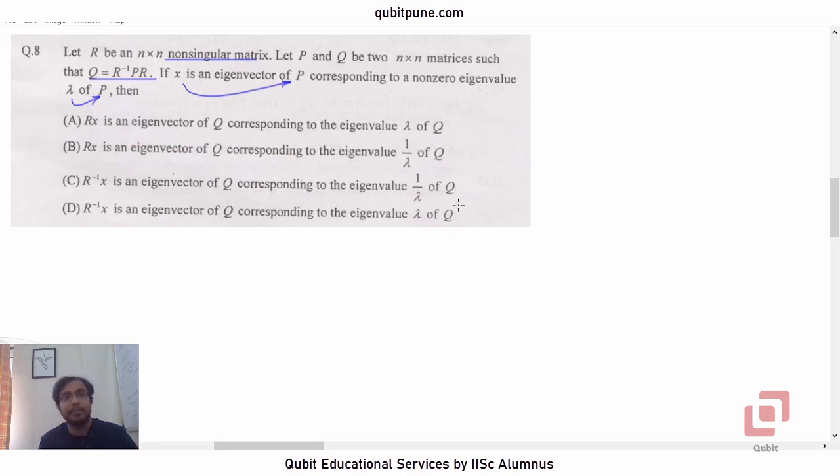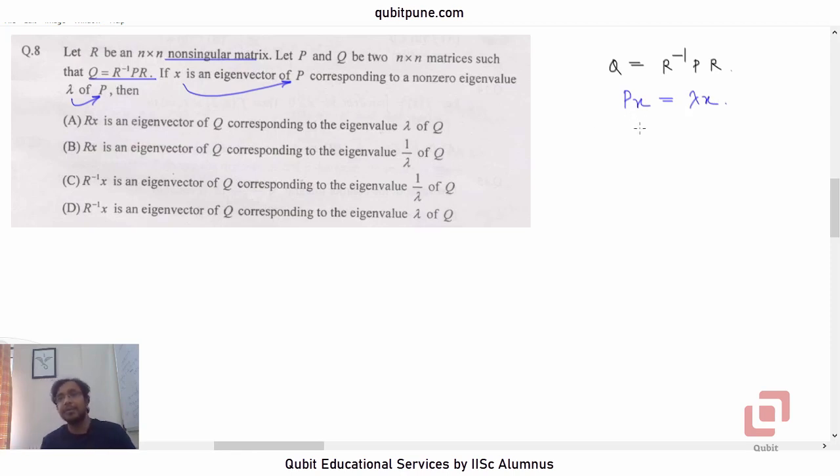This is a problem which not only requires you to know the main eigenvalue equation or eigenvector equation, but it also requires you to know the associative property of matrix multiplication. So we are going to start by writing down the given equation Q is equal to R inverse P R. Correct. Now, because they have given us that X is an eigenvector of P corresponding to the eigenvalue lambda, we must write this equation as well. Px is equal to lambda x.